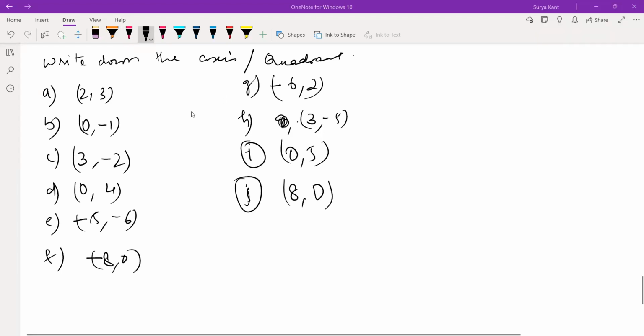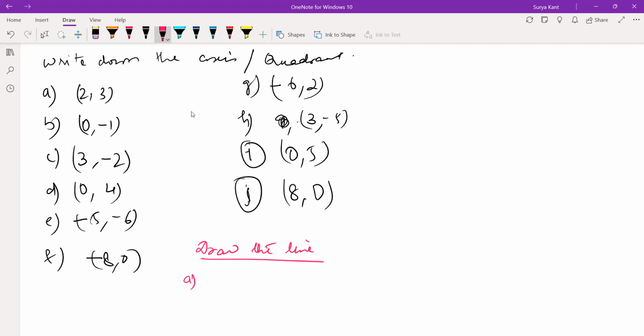Then I'll give you, after this, draw the line, okay? Draw the line. So first, x is equal to minus 2. This is y is equal to 5. x is equal to 3. y is equal to minus 3. Draw 4 lines.